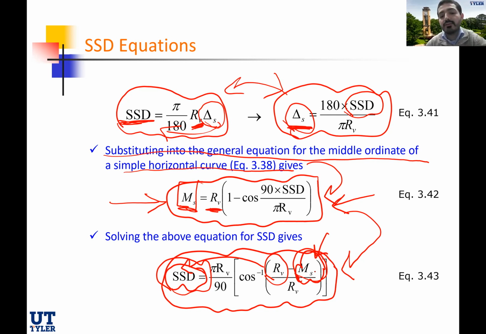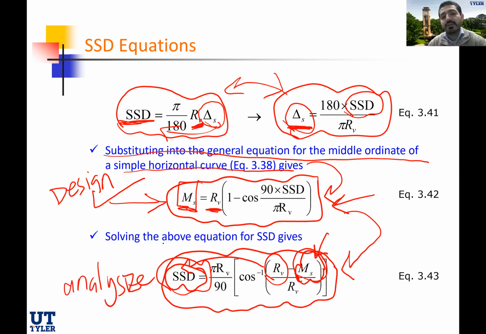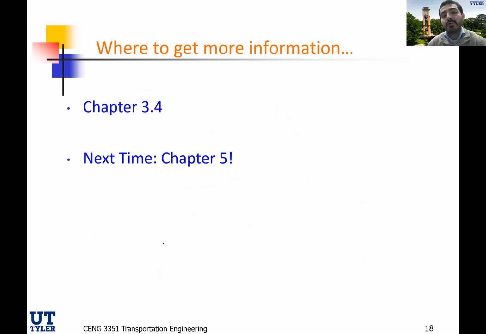So that's what I'm trying to say: whether you're designing, you're going to use the ms. This is for design purposes, and if you are analyzing the situation, that is what we'll be using. So if you want to get more details on this horizontal alignment, you can go to chapter 3.4, and that's where you'll find most of the information. Next time again, we'll get going with chapter 5.